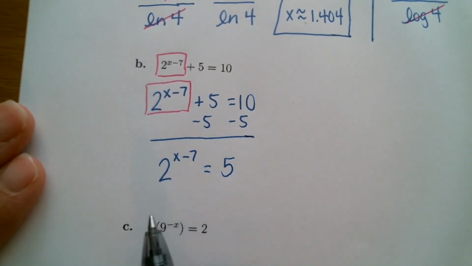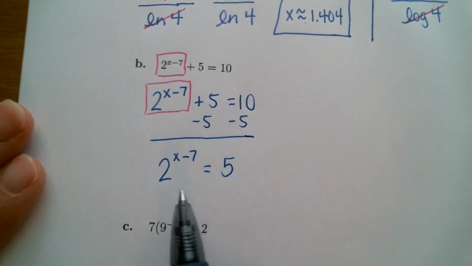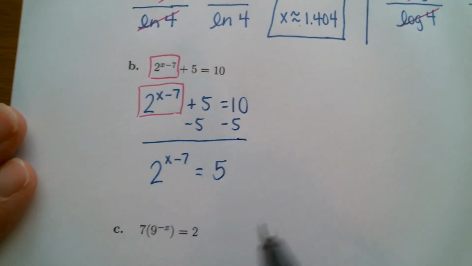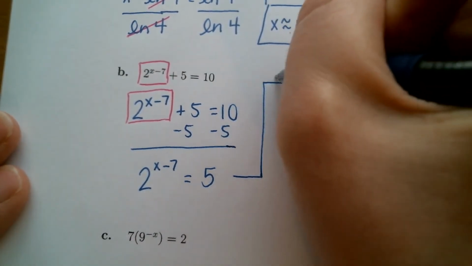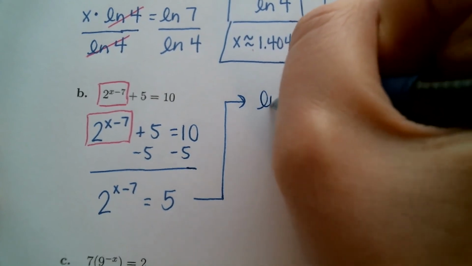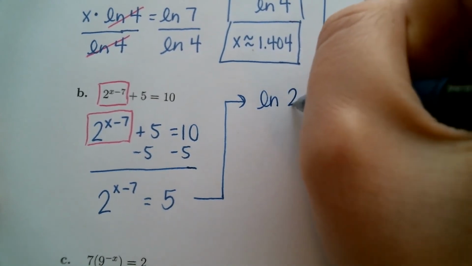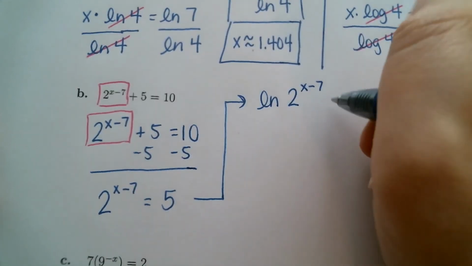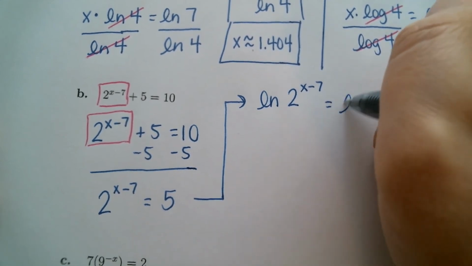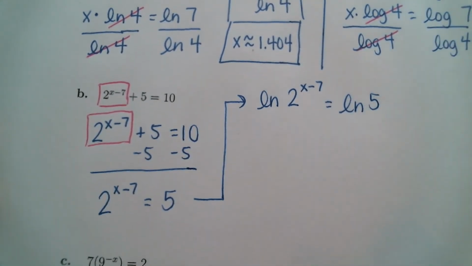So in the next step, I'm going to take the logarithm of both sides. And again, you can't take the logarithm until the exponential piece is isolated. So in the next step, we're going to do the natural log of 2 raised to the x minus 7 power is equal to the natural log of 5. Whatever you do to one side, you have to do to the other.